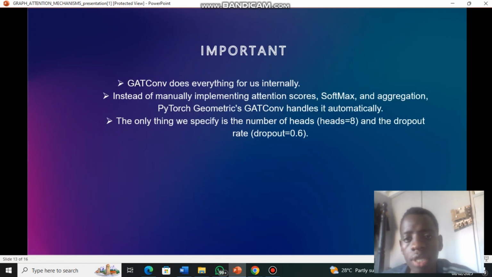to talk about how important this conv function is, that it does everything for us internally. Instead of manually implementing the attention scores, softmax, and aggregation, PyTorch Geometric's GATConv handles them automatically. So the only thing that we specify is the number of heads, which is 8, and then the dropout, which prevents overfitting. So I'm going to combine these different code snippets to come up with a full implementation combining all of them.